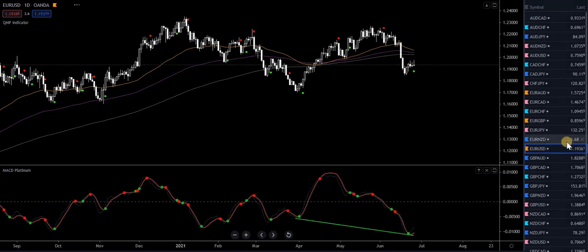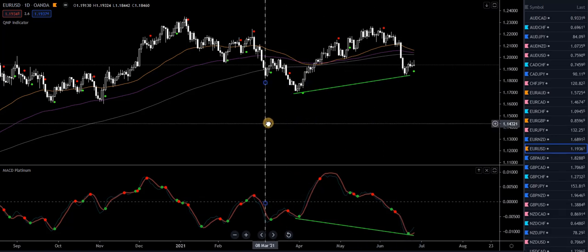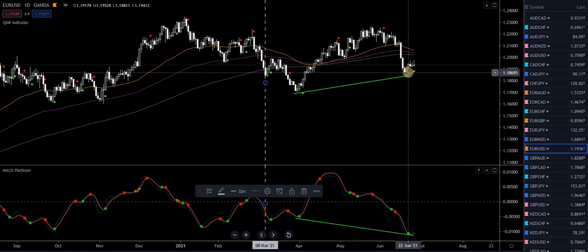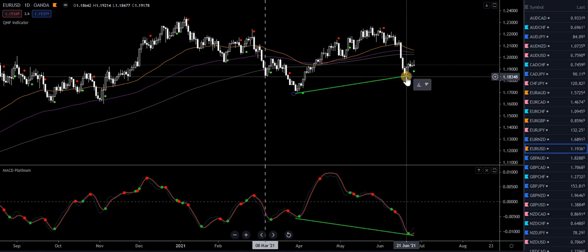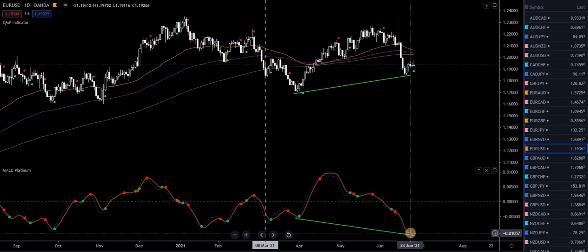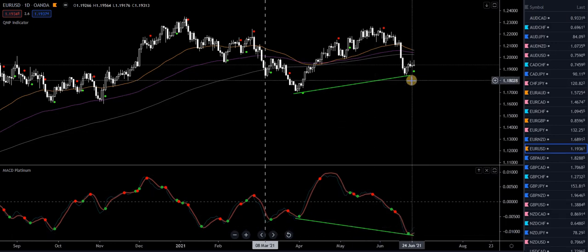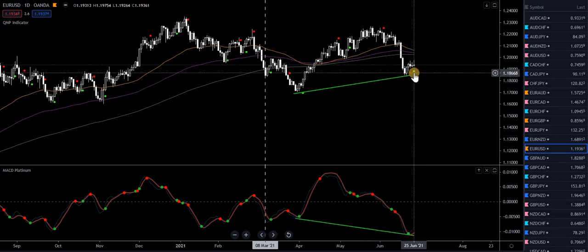Euro USD, highlighted in yellow. Looks like we're doing something on Monday, which we are. Buy signal. So let's get rid of that for now. So here we have higher lows on price. There goes my watch. Higher lows on price and, what do you call that? Lower lows on the MACD platinum. So hidden bullish divergence. Buy signal here.